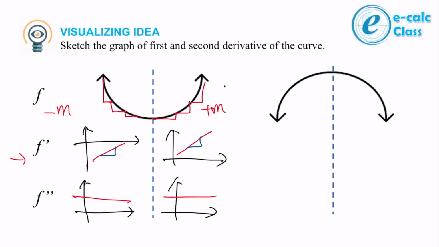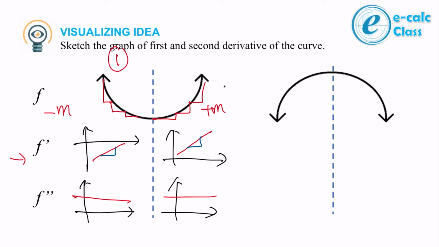Again, for part 1, okay? Part 1, the original graph is decreasing, so it has a negative slope for the tangent line. So for the first derivative, the graph will be below the x-axis. And the magnitude of the slope is getting less and less steep. Therefore, the graph should be going closer and closer to 0.